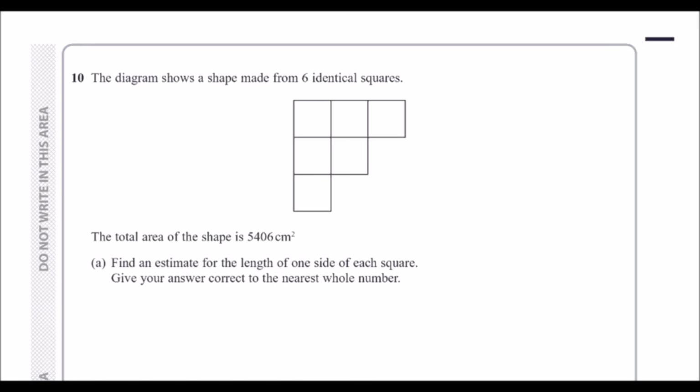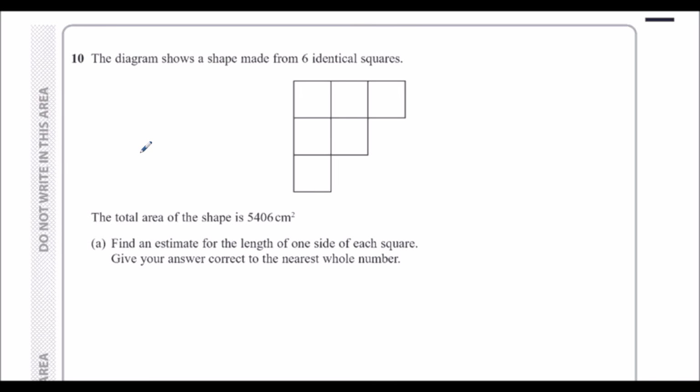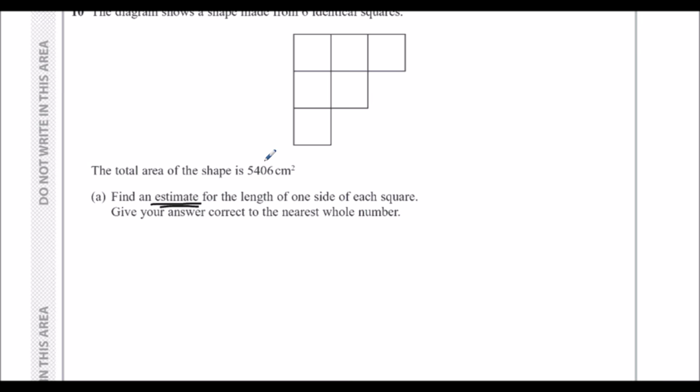Question 10. The diagram shows a shape made from 6 identical squares. The total area of the shape is 5,406 centimeters squared. Find an estimate for the length of one side of each square. So it's an estimate. That means we don't have to use the exact numbers. So we can say it's 5,400 for the total area.